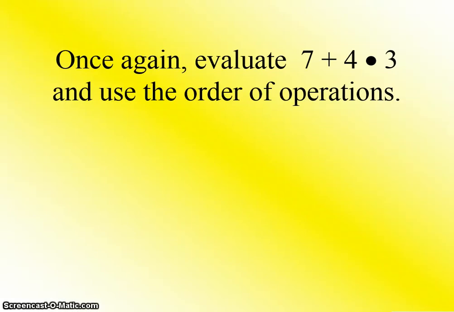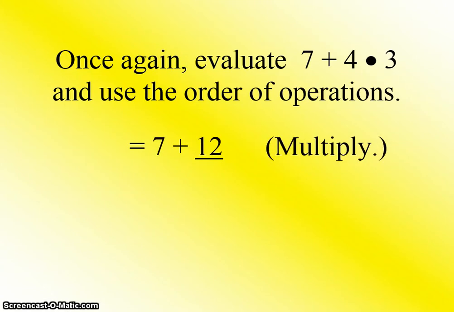Okay? Now, once again, evaluate 7 plus 4 times 3 and use the order of operations. First we do the multiplication, so we'd get 12 and then we would add and get 19.